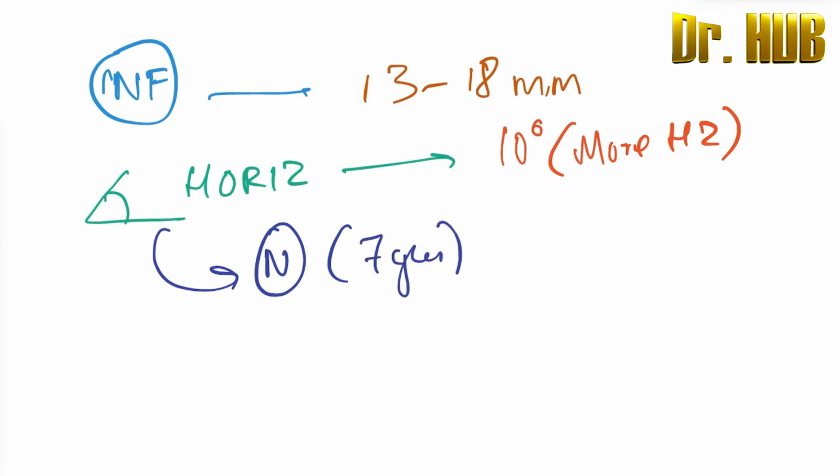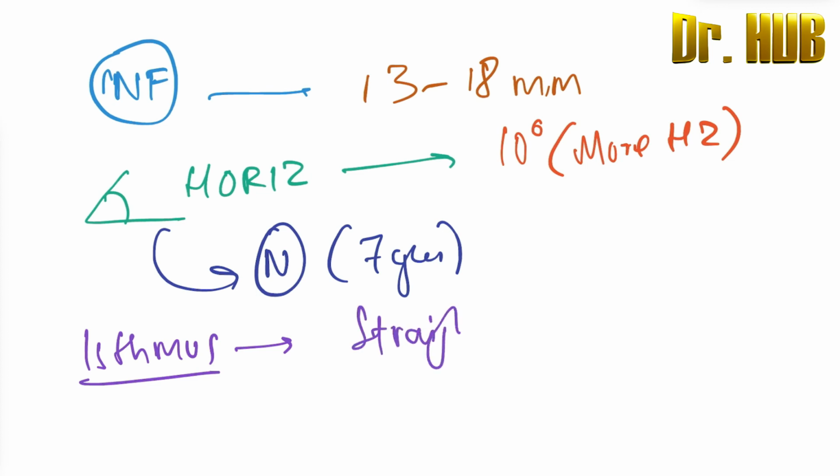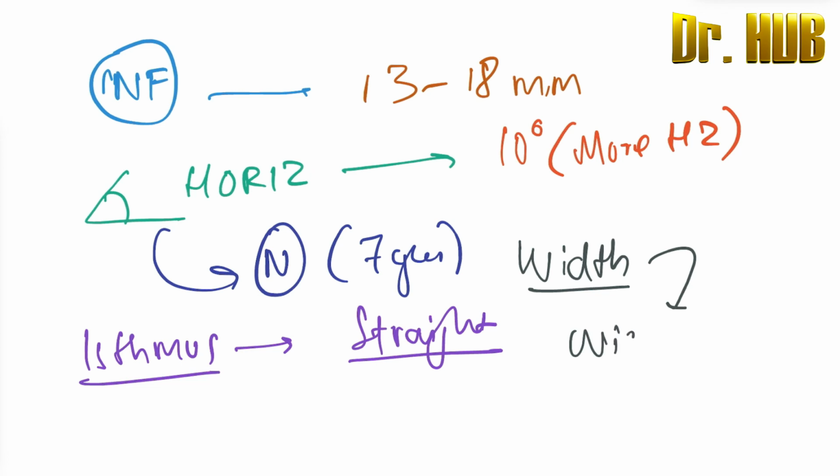Then how is the isthmus? The isthmus is going to be straight. And how is the width? The width is going to be wider bony part. So the isthmus is going to be straight and the width is going to be wider. So there's a wider bony part.